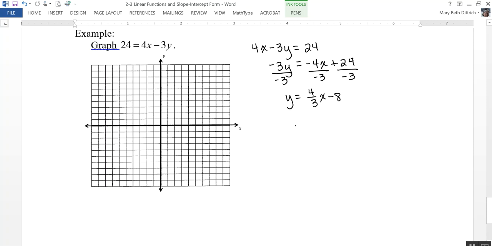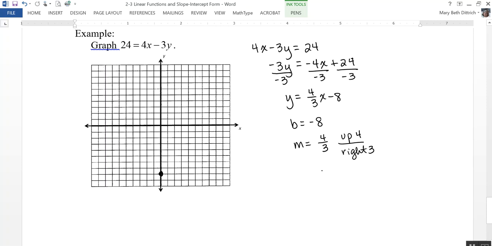So my y-intercept is -8, and since my y-intercept is designated by the letter b, that's where I'm going to begin my graph. So I'm going to start with -8 on the y-axis, which is this point right here. So that's my beginning point. Now my slope, my m, is 4/3, and that's going to tell me how I'm going to move from my y-intercept. So a +4 means up 4, and a +3 on the bottom means right 3.